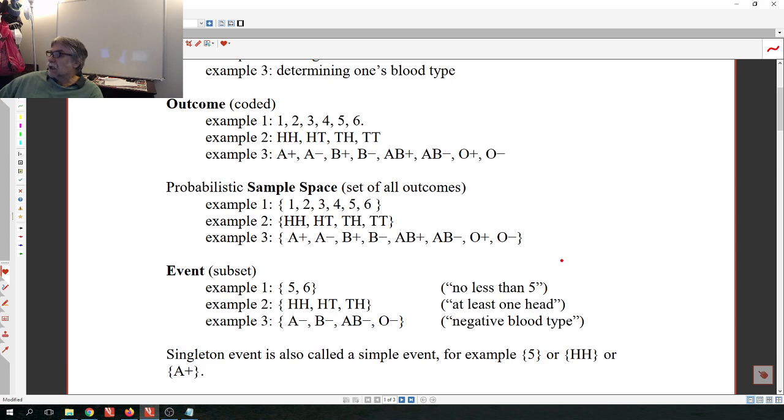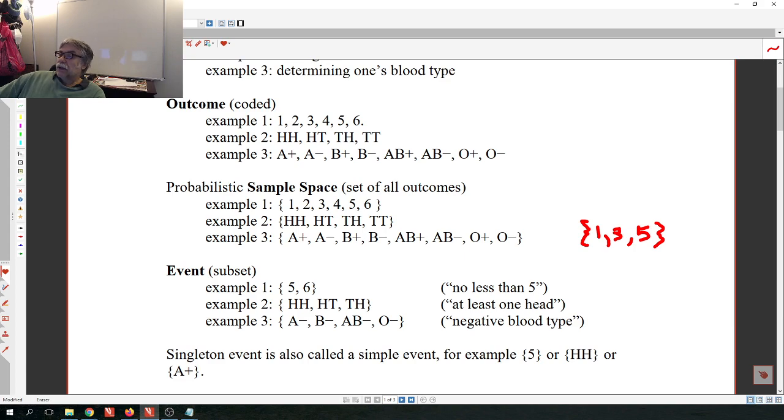It could be something else like 1, 3, and 5. I guess I would call that odd. I'm betting that the roll is going to be odd: 1, 3, or 5. And again, this will be an event. How many events can you have here?